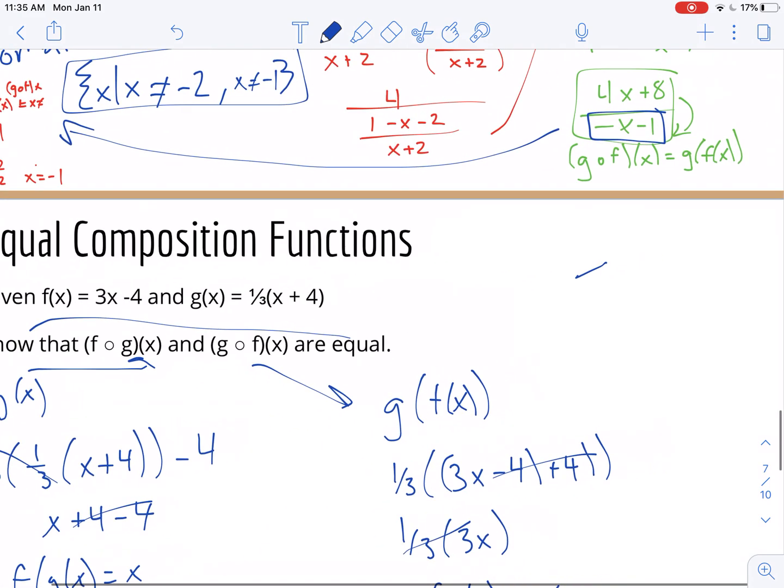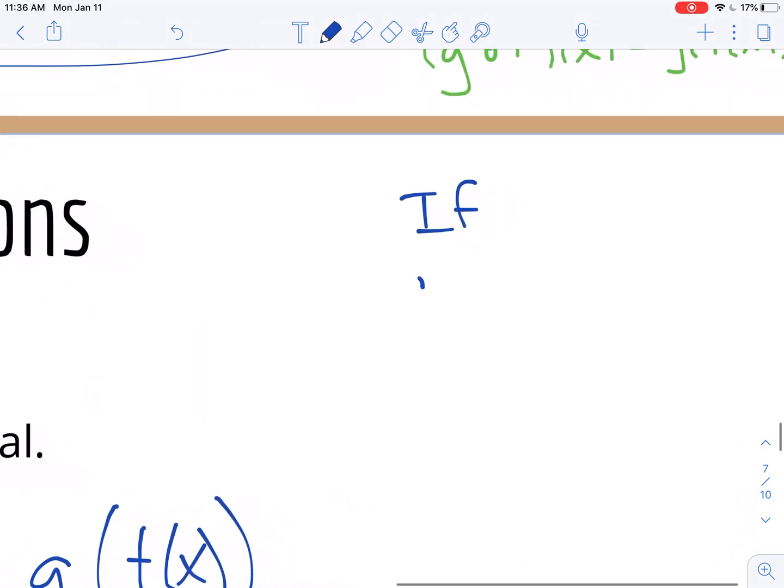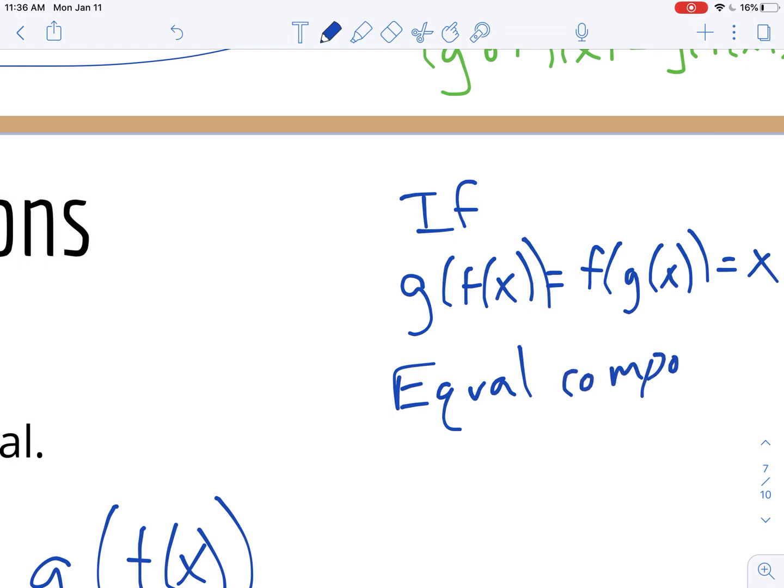So if g of f of x is equal to f of g of x, and both of these are equal to x, then we say that we have equal composition functions. And they should always be equal to x. If your composition functions are equal, that means your composition functions are equal to x always. So both composition functions equal x, therefore they are equal composition functions.